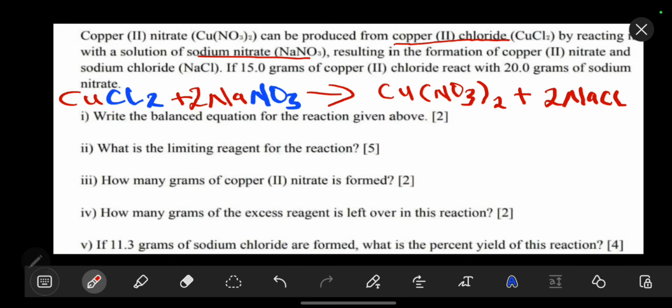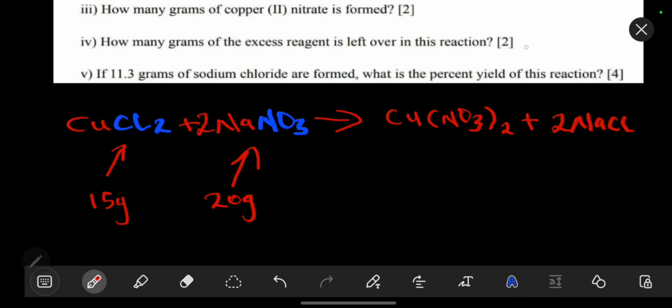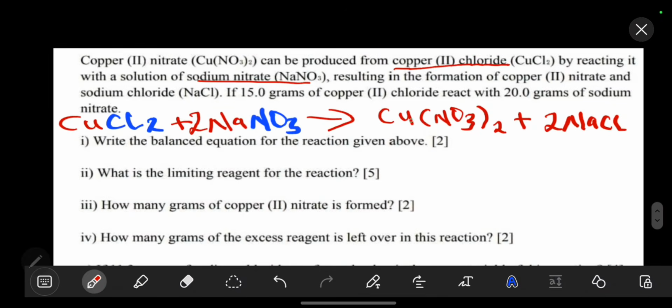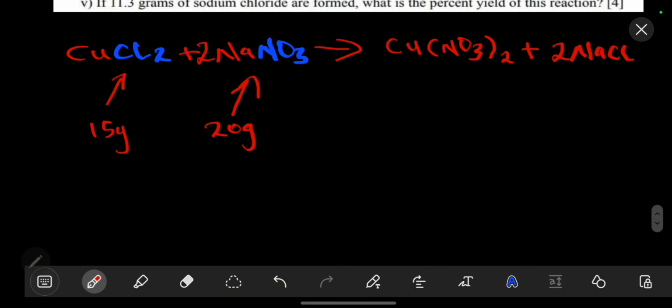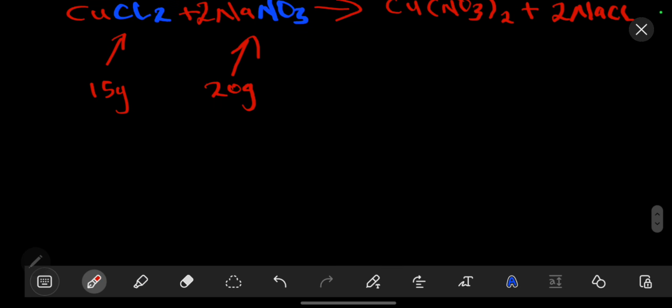So what we are going to do is find how many moles of each there are. According to the question, we have 15 grams of copper 2 chloride, and we also have 20 grams of sodium nitrate. We are trying to find out which one is the limiting reagent. So using the moles, first let's find our molar mass, or our number of moles. First, let's find our molar mass.